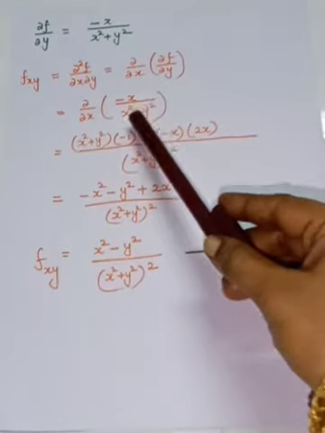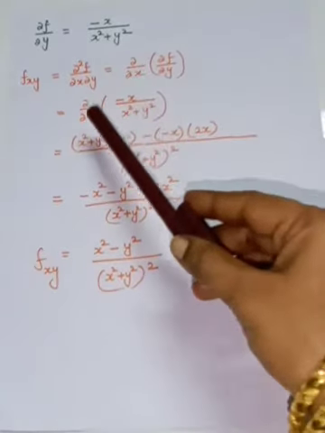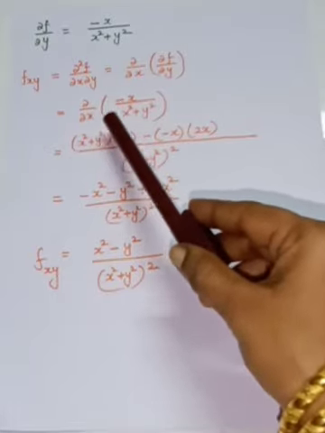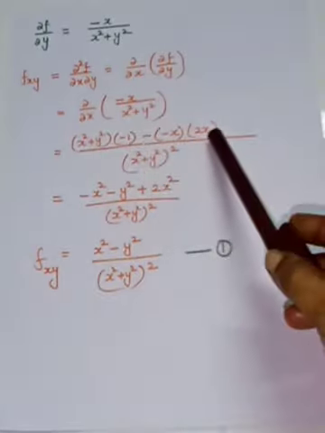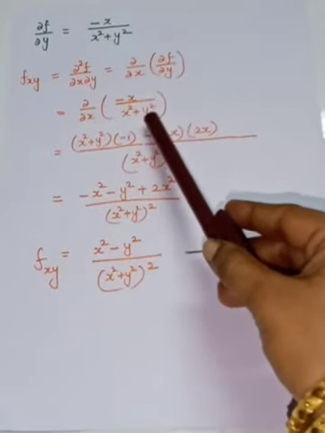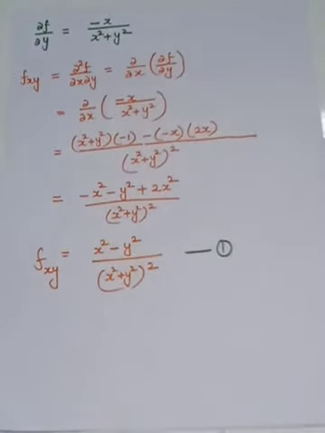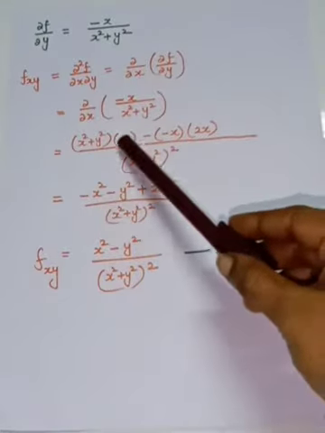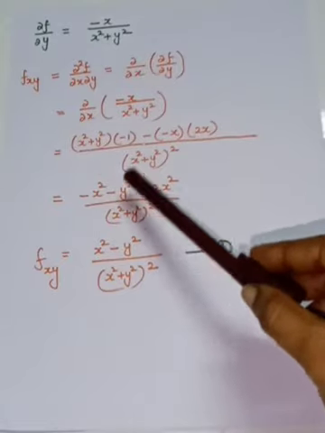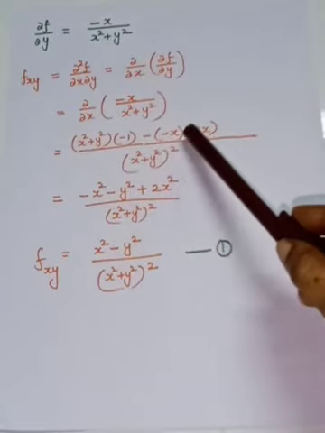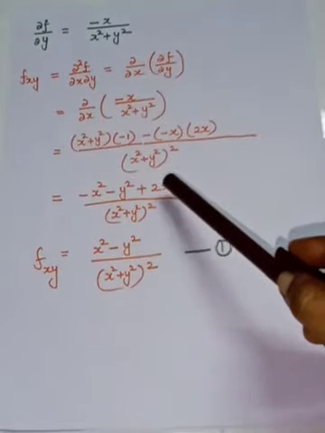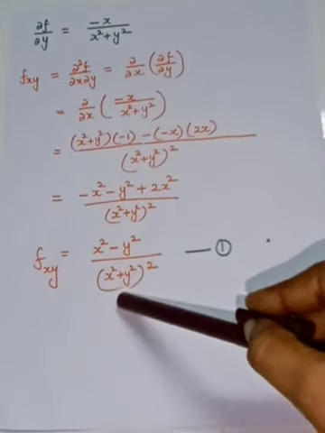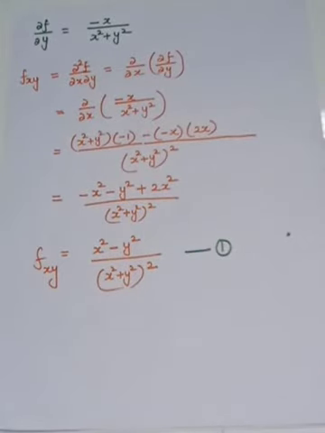Next, you have to differentiate v partially with respect to x. So x squared differentiates to 2x, and y squared is treated as constant, whose differentiation is 0. So minus 1 into x squared is minus x squared, minus 1 into y squared is minus y squared. Here minus into minus plus x into 2x is 2x squared. So 2x squared minus x squared is x squared minus y squared, divided by (x squared plus y squared) the whole squared. What is the next step?